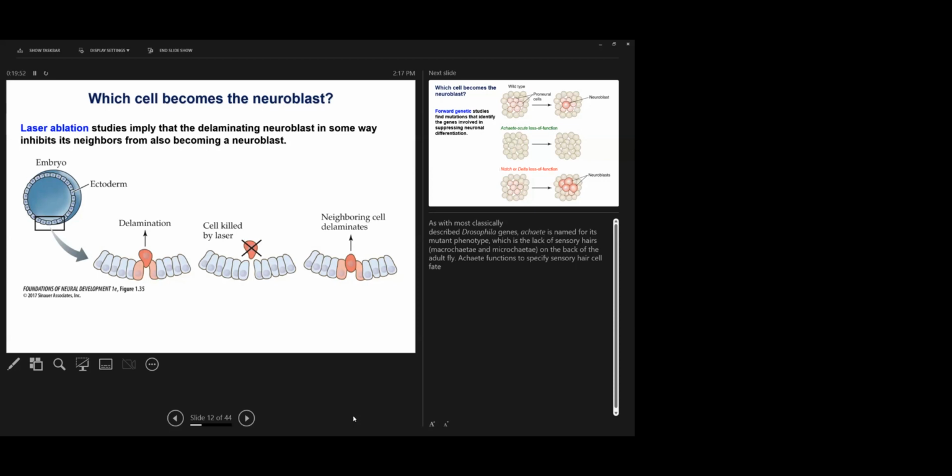Each neuroblast which is delaminating from the ectoderm also gives a signal to the neighboring cell, which can become another neuroblast. So when the laser ablates these cells, you do not have formation of neurons, and the neighboring cells also do not develop as neuroblasts. So this is one experiment to suggest that if you irradiate a delaminating neuroblast with laser, you can inhibit the expression of neurons.